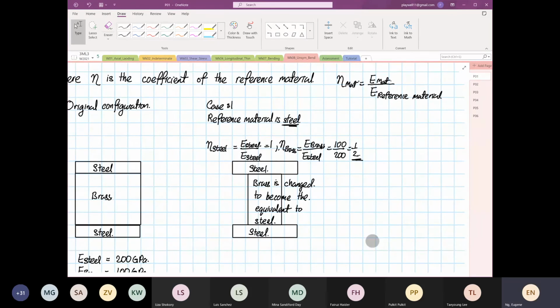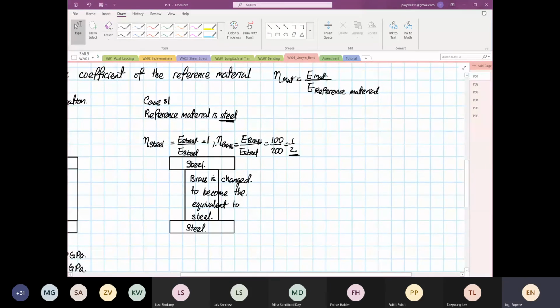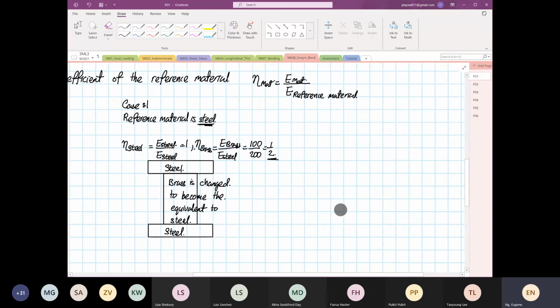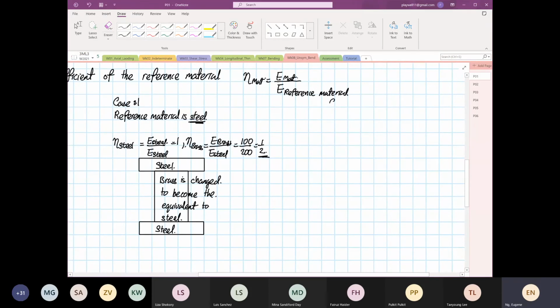Okay, no question. So now let's say we change the reference material. So now I have case number 2. I'm going to draw case number 2 down here. The reference material now is brass. This is for bending about the, okay Curtis, later on when I change the axis or reorientate, I'll show you what happened.